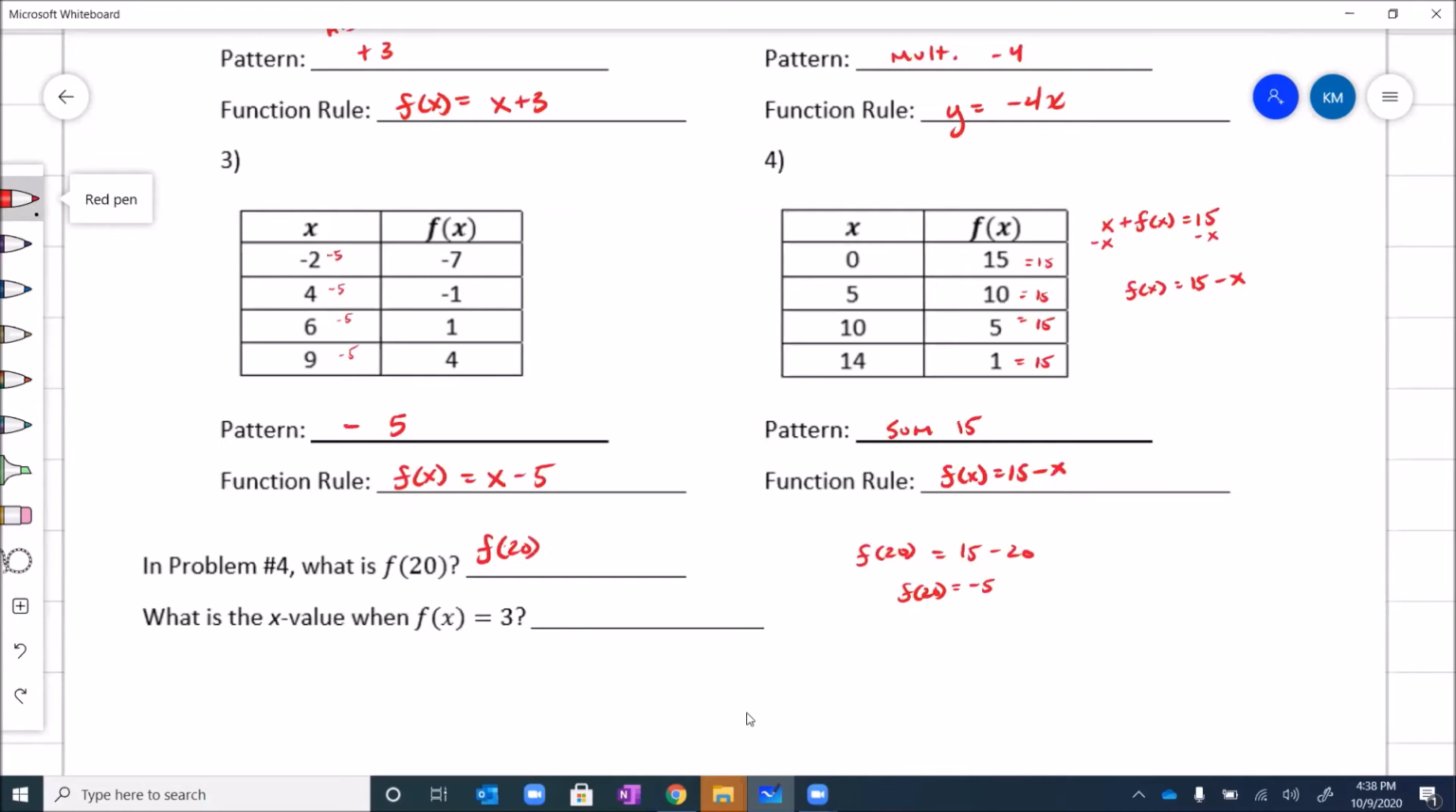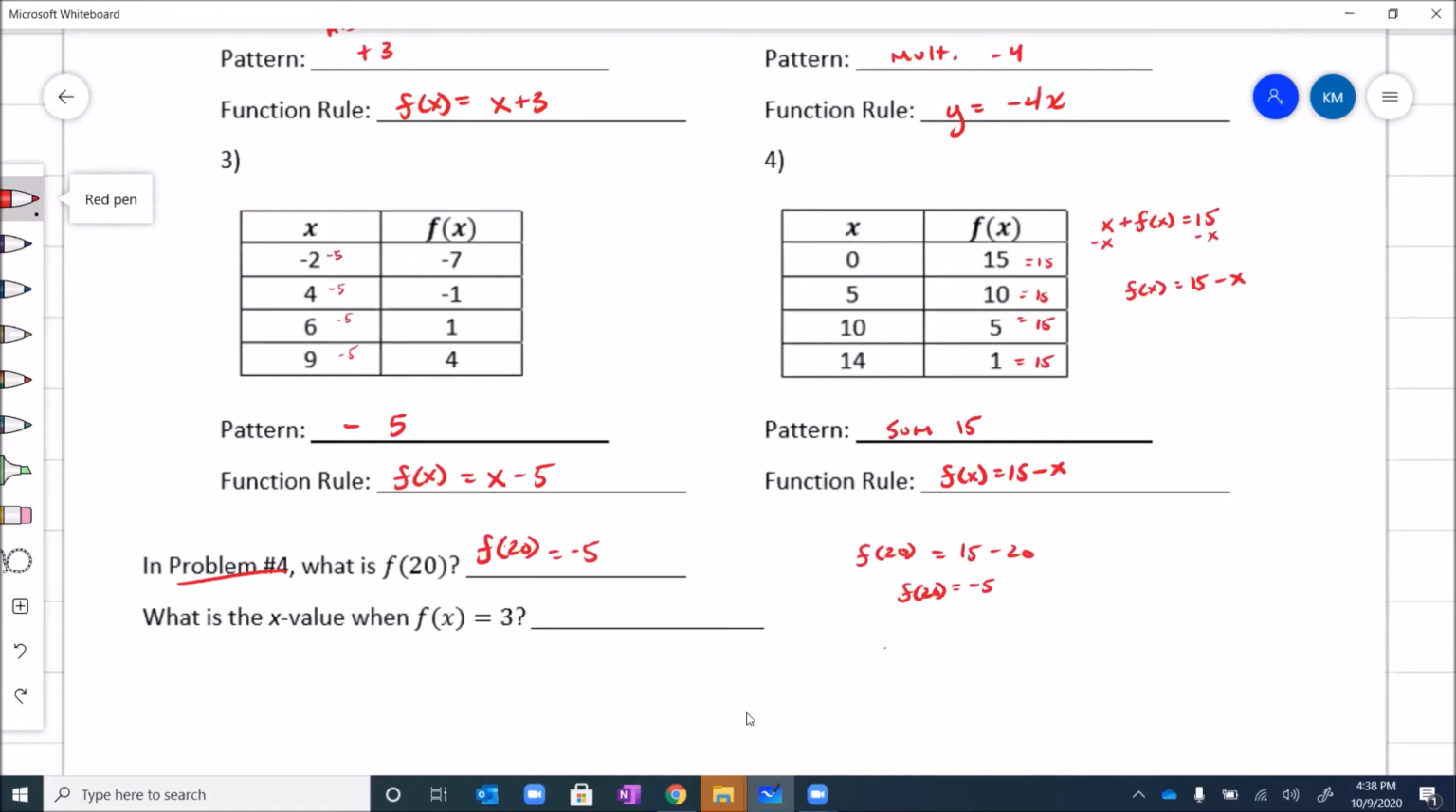F of 20 equals negative 5. Okay. What is the value of x when f of x equals 3? Okay. And I'm going to say that is still problem 4 here. So let's see.